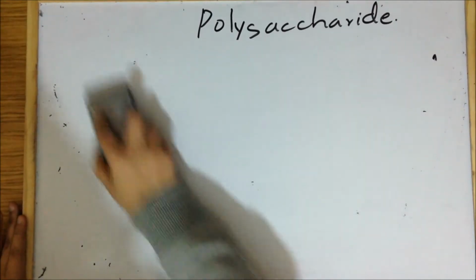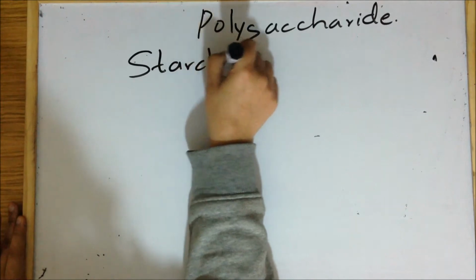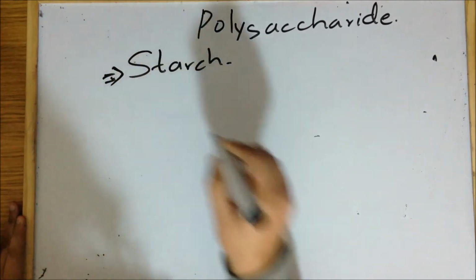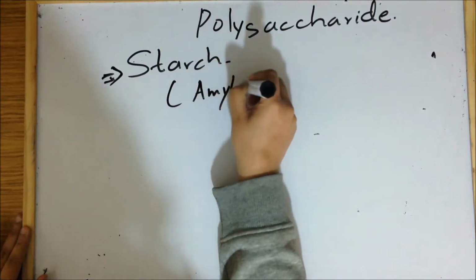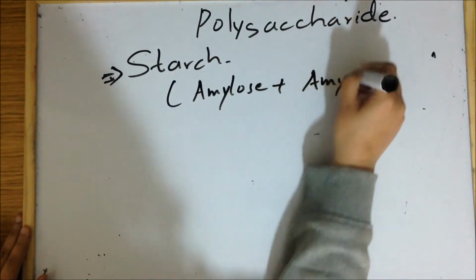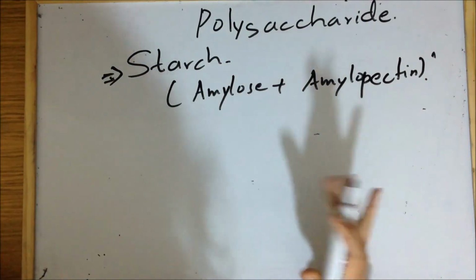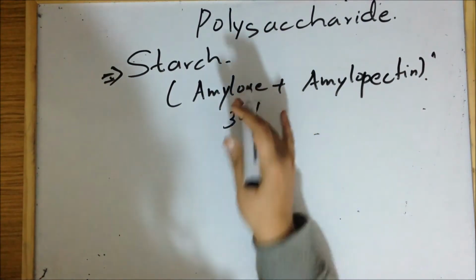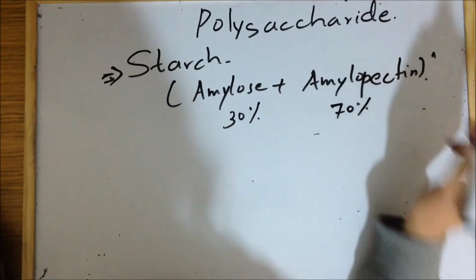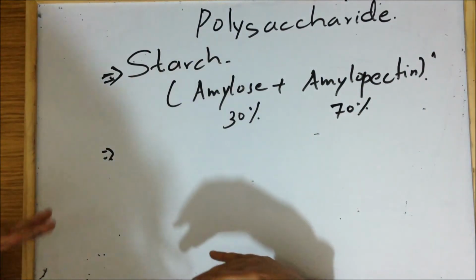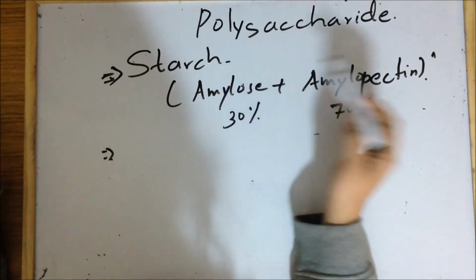Okay, now we are moving to starch. There's no single compound called starch. Starch is made up of both amylose and amylopectin. If we take a starch molecule, 30% is made up of amylose and amylopectin 70%. So now you can tell the characteristics of a starch molecule, as we know about amylose and amylopectin.